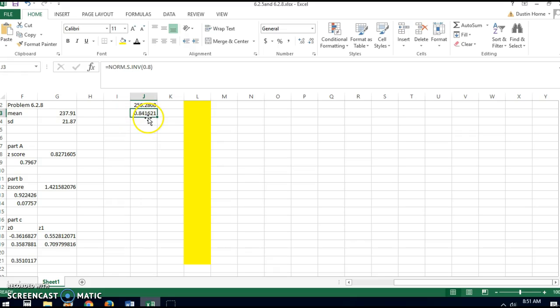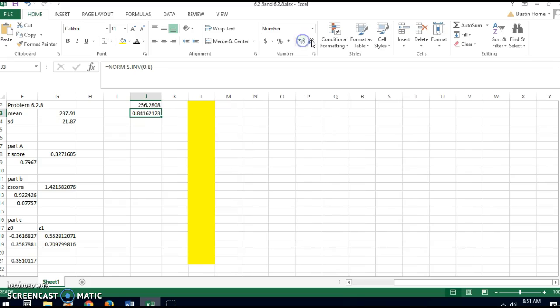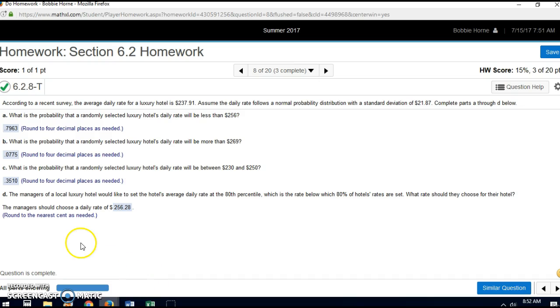So we're going to use this number and we're going to round it to 2 decimal places. And then you're just going to use the formula, which I've already typed in here. It's the mean plus the standard deviation times the z-score. So once you do that, you get 256.28. We're going to round to the nearest penny, or the second decimal place. You get 256.28.